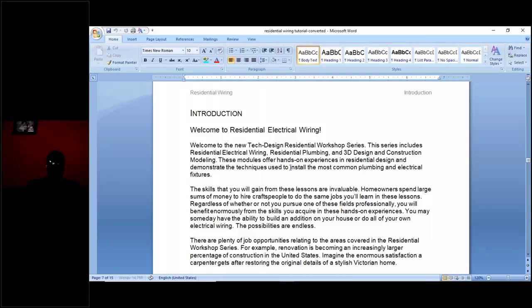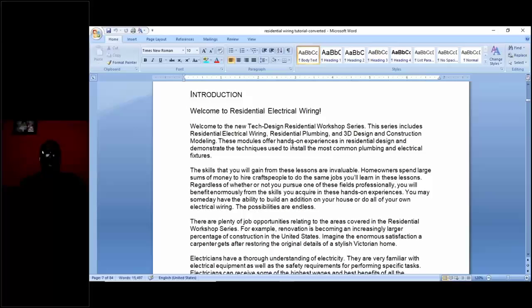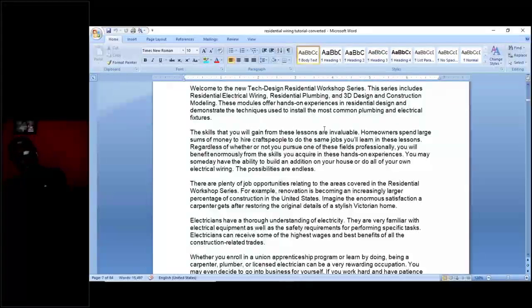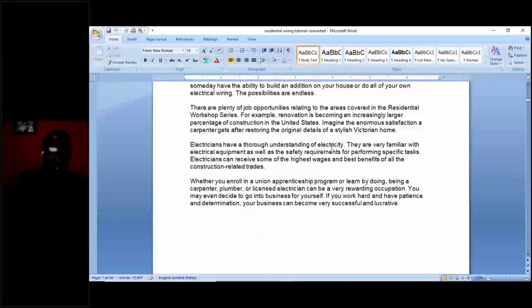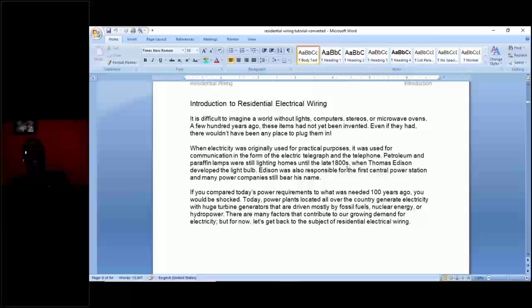So welcome to the series, which includes residential electrical wiring. It touches on residential plumbing, 3D design, and construction modeling when it comes to electrical wiring. It is difficult to imagine a world without light. Just imagine a world without your lights, your bulbs, your fridge, your TV, your computer, your stereos. That was how it was a few hundred years ago, when these things had not been invented.